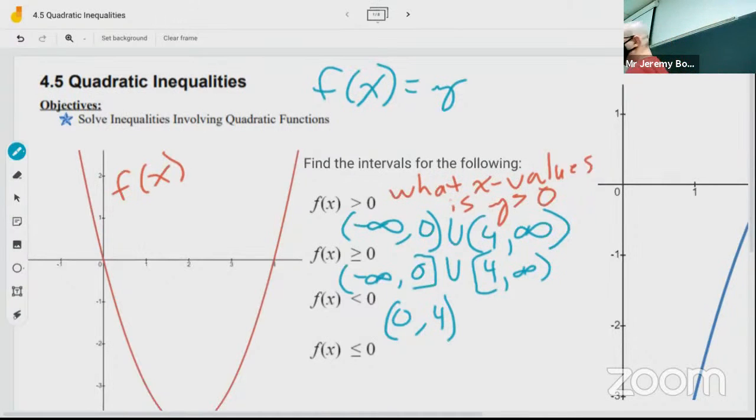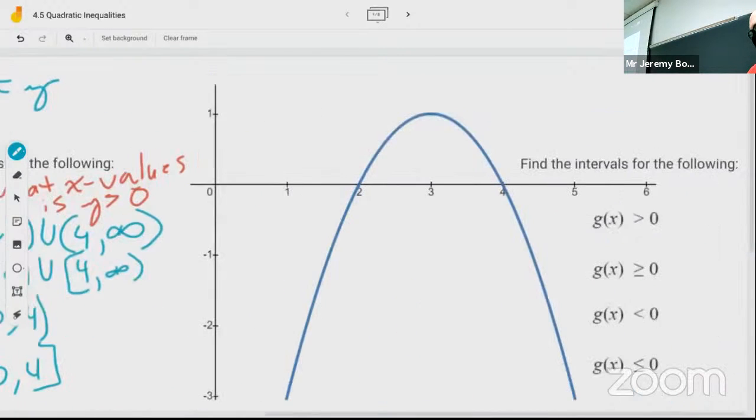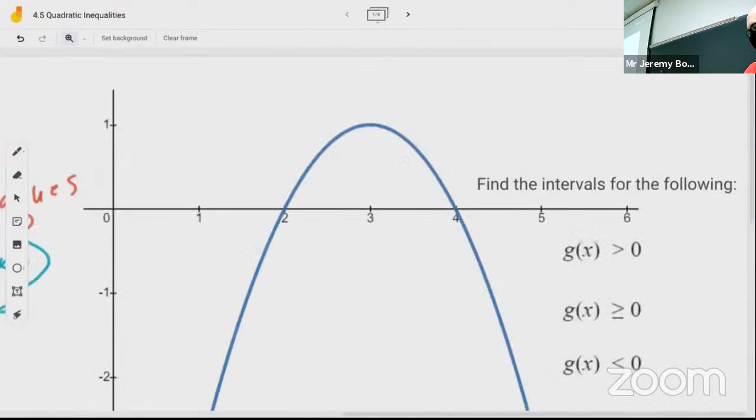And lastly, what if we want to know where f of x is less than or equal to 0? It'll be the same thing though, right? Same thing with brackets, because we need to include the 0, we need to include the 4, because that's where it's equal to 0. Any questions on that? I'll give you one to try. So here, we're going to call this one g of x.